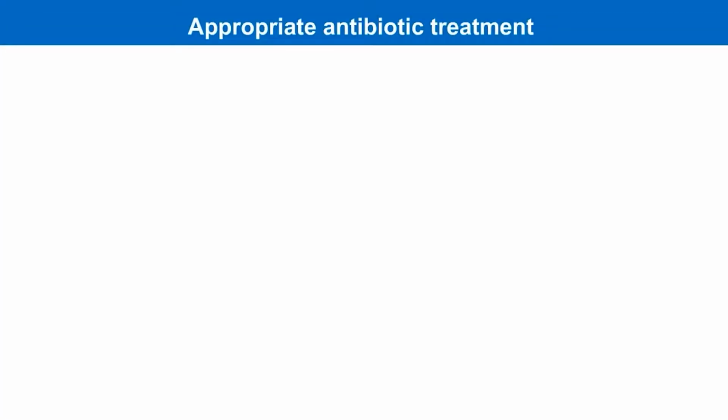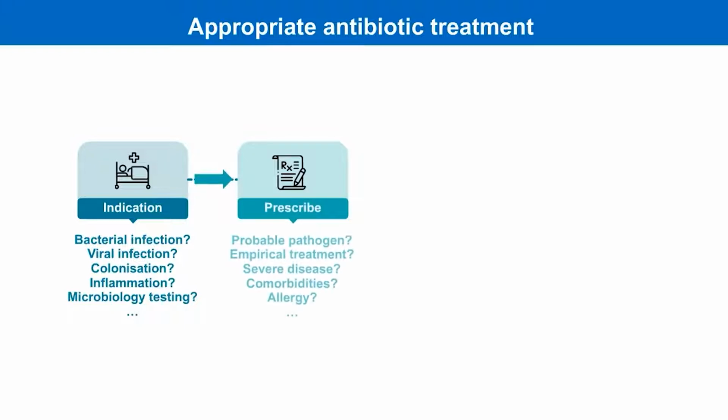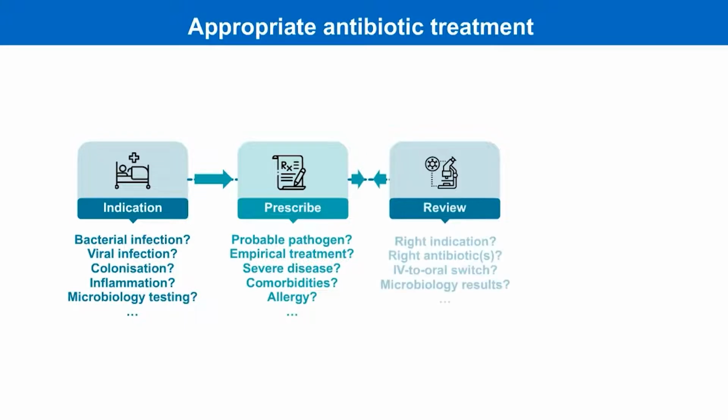For appropriate antibiotic treatment, the following are important. Review the indication. Is it a bacterial or viral infection? Is it colonization? Is there inflammation? Is microbiology testing needed to guide prescribing? What is the probable pathogen? Is empirical treatment needed? Is it a severe disease? Are there any comorbidities or allergies? While reviewing, confirm whether it is the right indication.